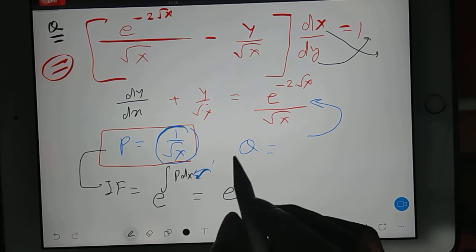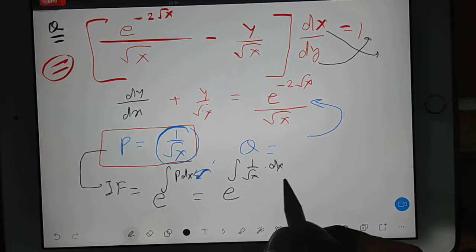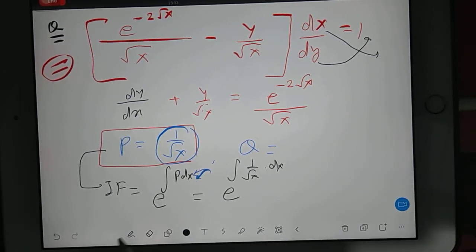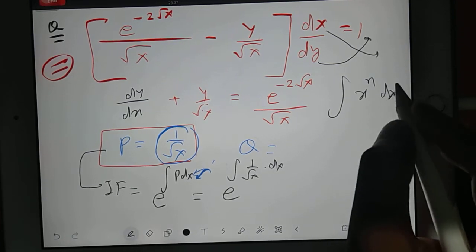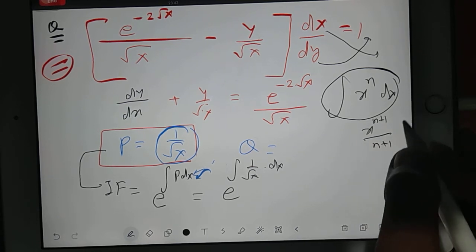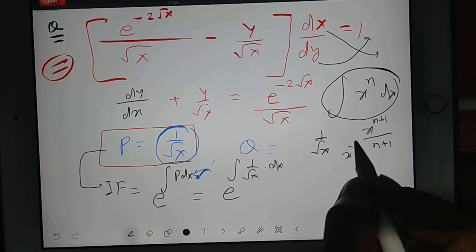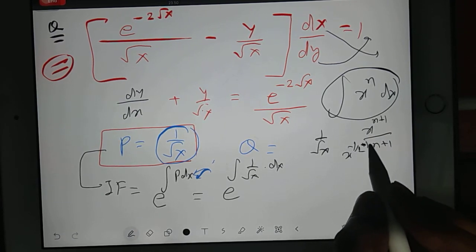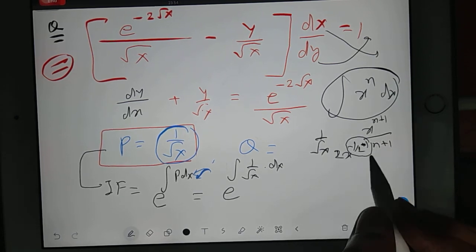Okay. So e power integration of 1 by root x into dx. Now, how will you solve this integration? For that, again, you remember this integration format, x power n dx. Whenever you have this kind of format, we use x power n plus 1 divided by n plus 1. How can we apply this here? 1 by root x, I can write as x power minus 1 by 2, right? In that, if I add 1, then the total will be plus 1 by 2. That plus 1 by 2, I will divide down, so it will be 2.